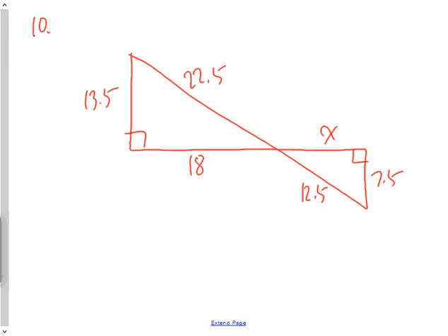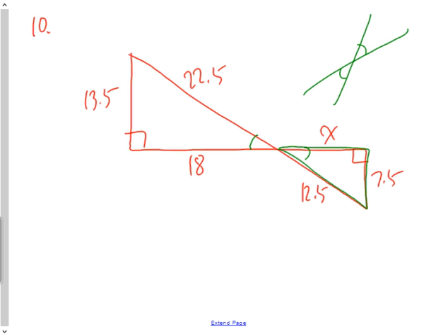Okay, question number 10. So here we have a setup where two triangles are determined to be similar, and here's why they are. So if I look at this triangle, I'm going to trace it in green, this triangle here. Okay, I know that this angle here and this angle are the same because when two intersecting lines meet, their opposite angles are going to be the same degree.